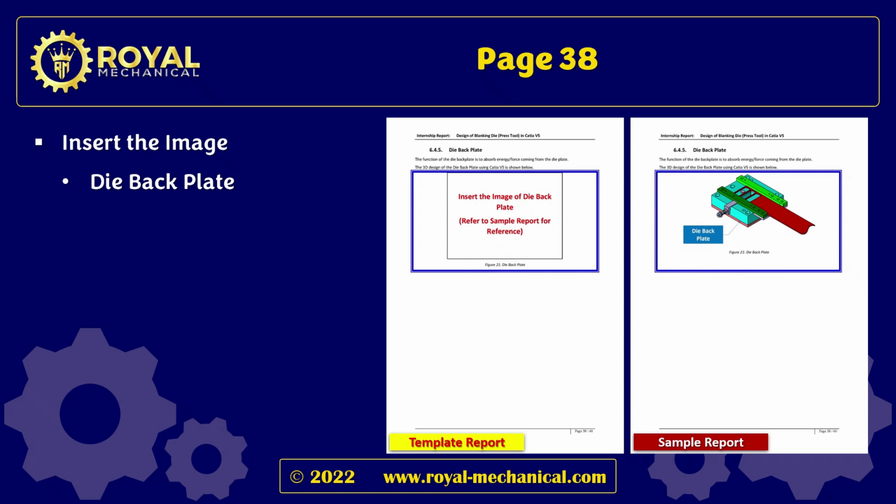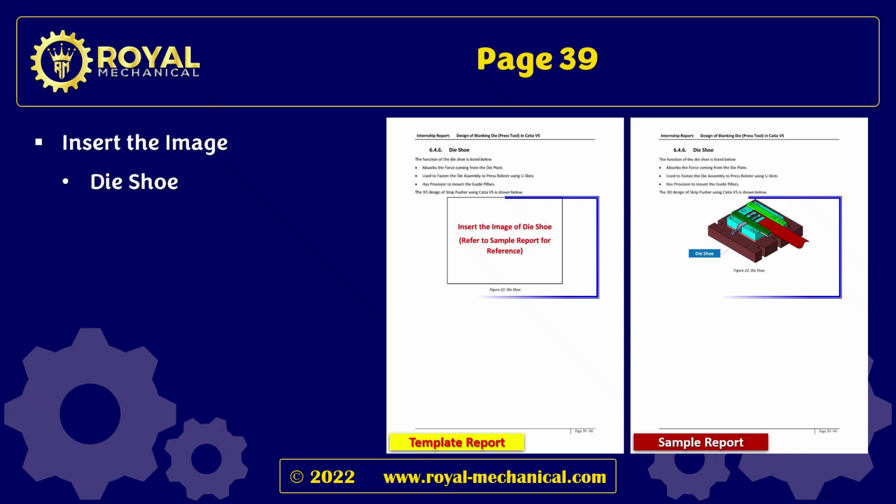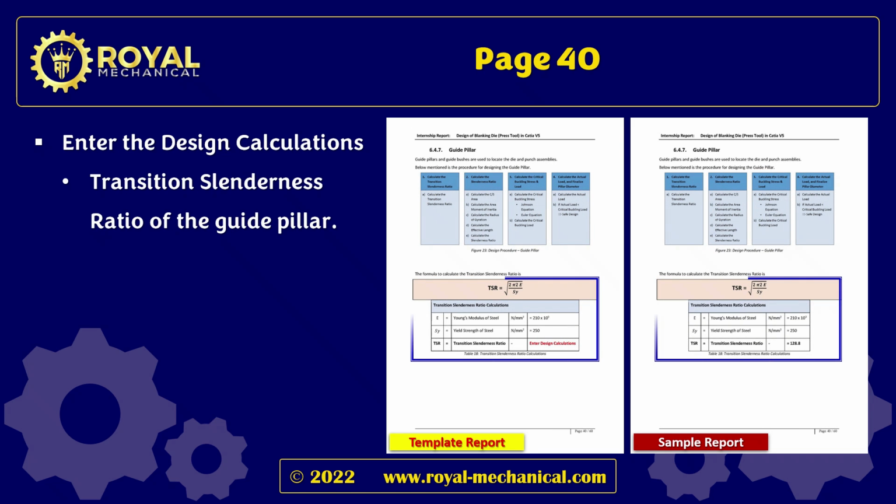On page 38, insert the image of the die back plate. On page 39, insert the image of die shoe. On page 40, enter the design calculations related to the transition slenderness ratio of the guide pillar.